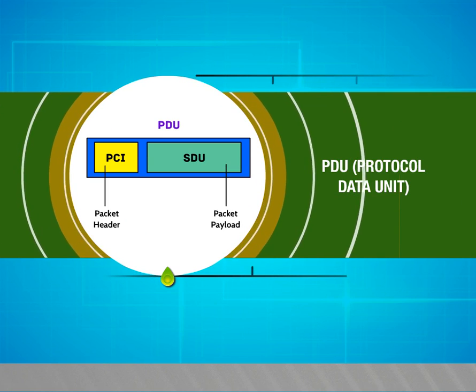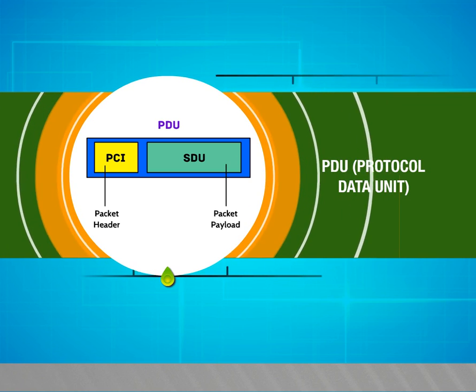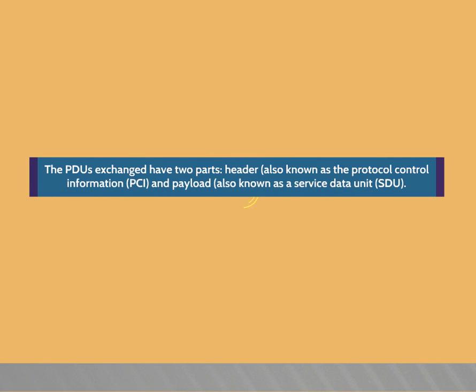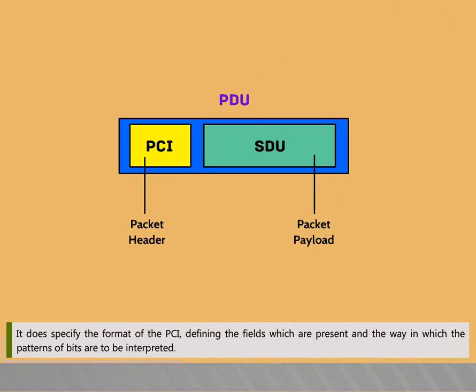PDU, Protocol Data Unit. In this video, we are going to see about PDU, that is Protocol Data Unit. The PDUs exchanged have two parts: the header, also known as the Protocol Control Information (PCI), and the payload, also known as a Service Data Unit (SDU). The protocol does not define or constrain the data carried in the payload part. It does specify the format of the PCI, defining the fields which are present and the way in which the patterns of bits are to be interpreted.